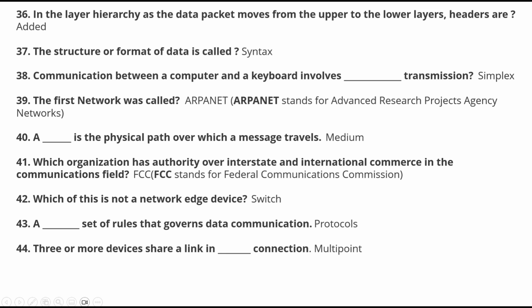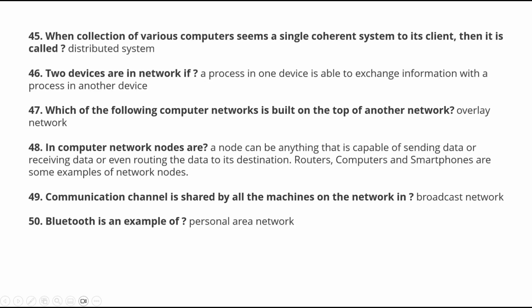43. A set of rules that governs data communication. Protocols. 44. 3 or more devices share a link in multipoint connection. 45. When a collection of various computers seems a single coherent system to its client, then it is called a distributed system. 46. 2 devices are a network if a process in one device is able to exchange information with a process in another device.